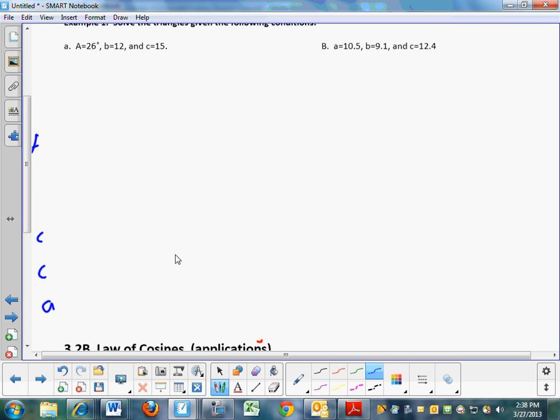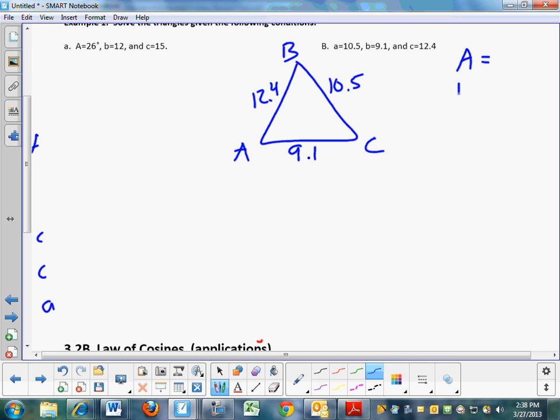Here we go. What's different about this one? Three sides, A, B, and C. A is 10.5. B is 9.1. C is 12.4. We don't know any of the angles. Oh boy, it's going to be hard. Ugh.